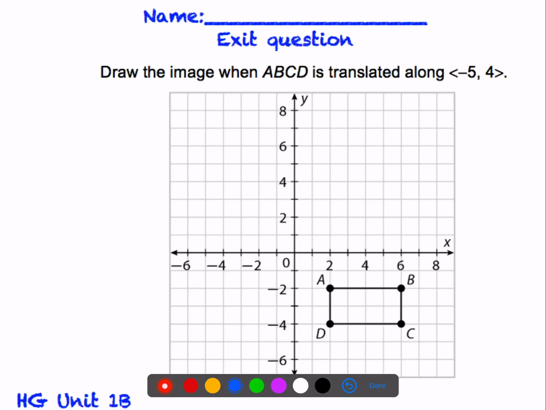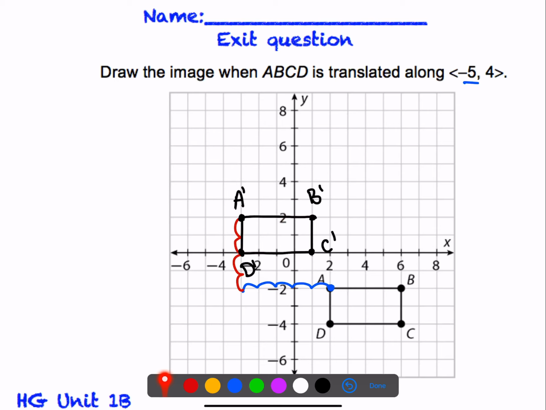All right. Now, for this one, draw the image when figure ABCD is translated along vector -5, 4. So, when I see something like this, I only need to take one point and have it travel along that vector. For instance, if I take point A, I have it travel along the vector -5, 4, I'll end up here in quadrant 1 for point A. Or sorry, point A prime. Now, I know that D is 2 units below A. So D prime should be 2 units below A prime. Similarly, B is 4 units to the right of A. So B prime should be 4 units to the right of A prime.